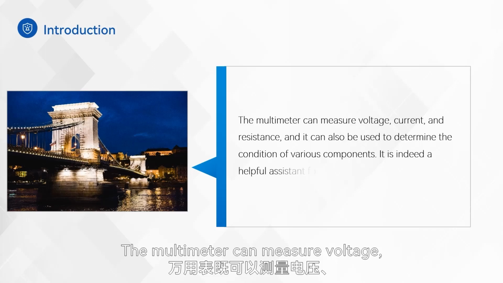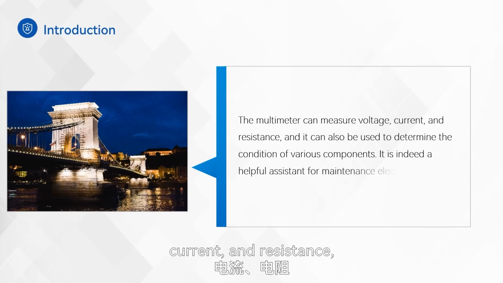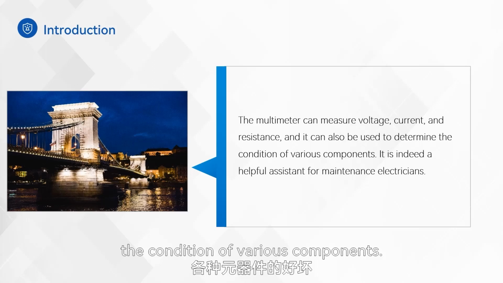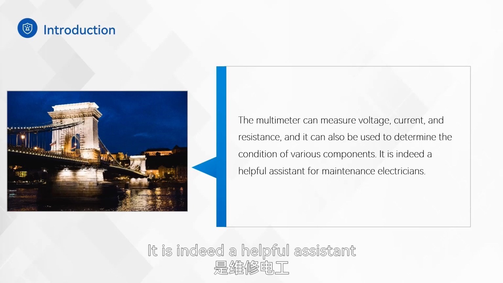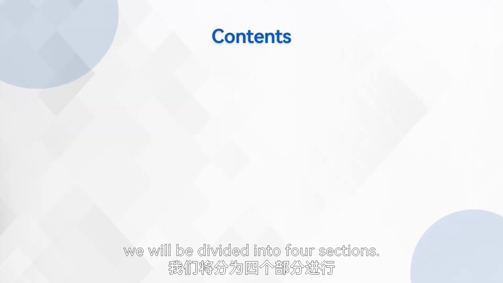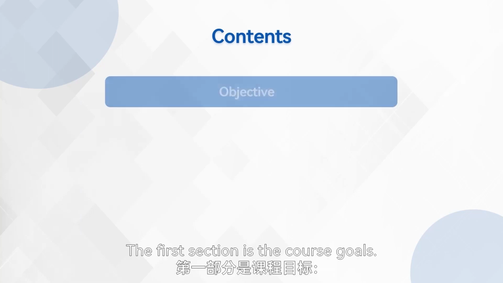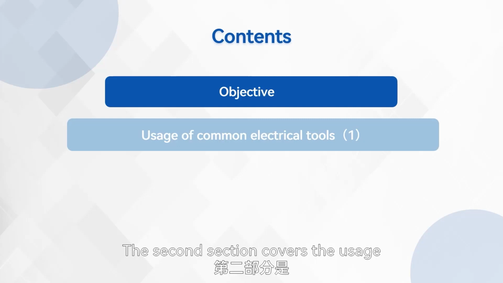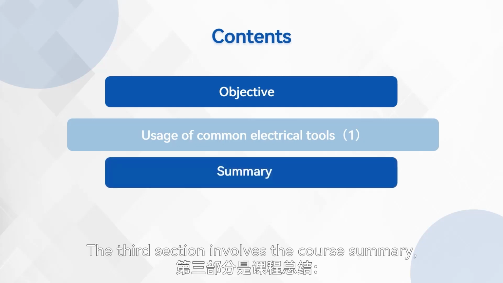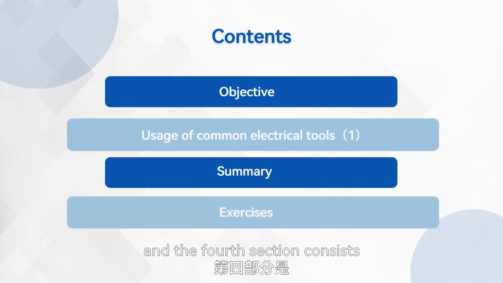The multimeter can measure voltage, current, and resistance, and it can also be used to determine the condition of various components. It is indeed a helpful assistant for maintenance electricians. During the learning process of this lesson, we will be divided into 4 sections. The first section is the course goals. The second section covers the usage of common electrical instruments. The third section involves the course summary, and the fourth section consists of post-lesson exercises.